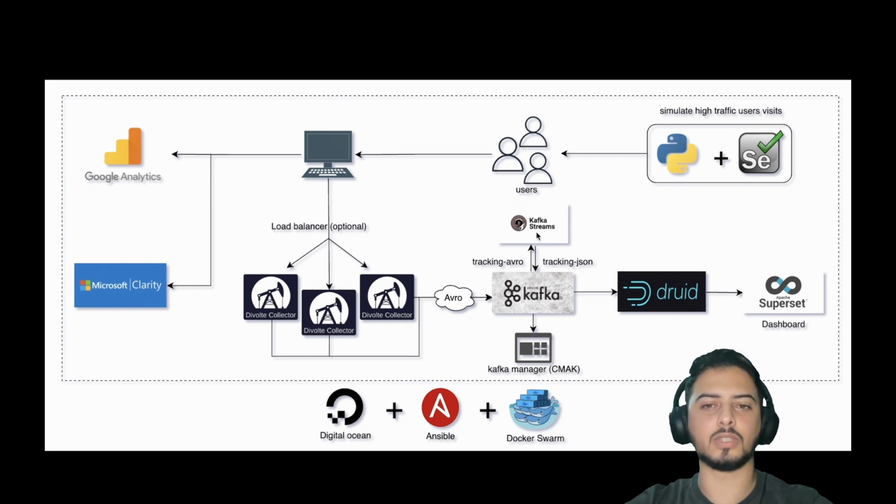After that, we are going to use a Kafka Streams Java application to transform this Avro to JSON and then push it to Apache Druid, which is a highly scalable, very fast database. And finally, we're going to show all this information in an Apache Superset dashboard.